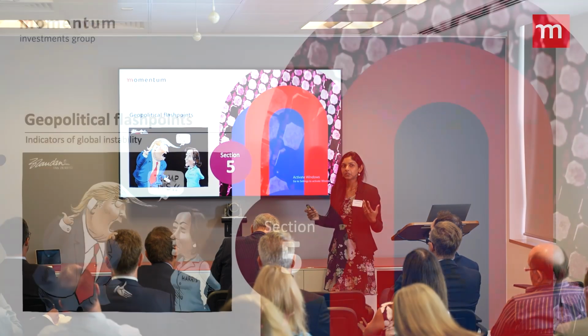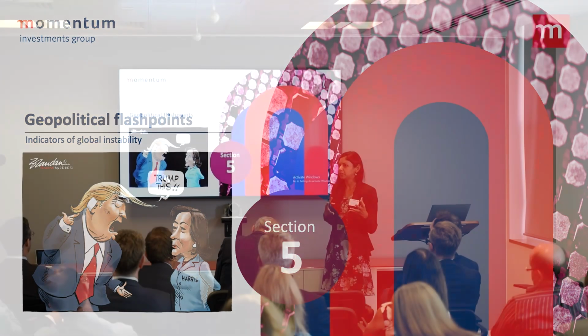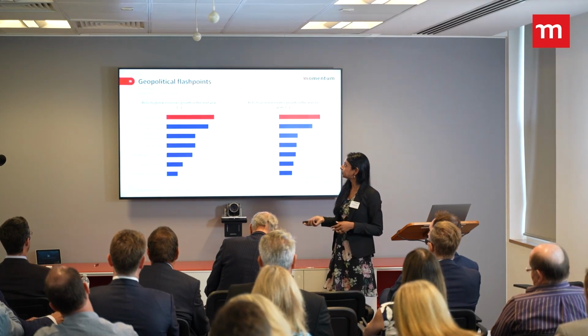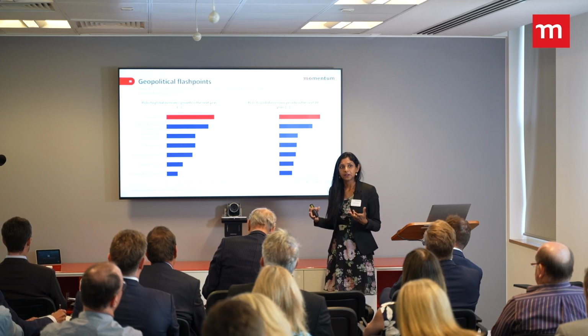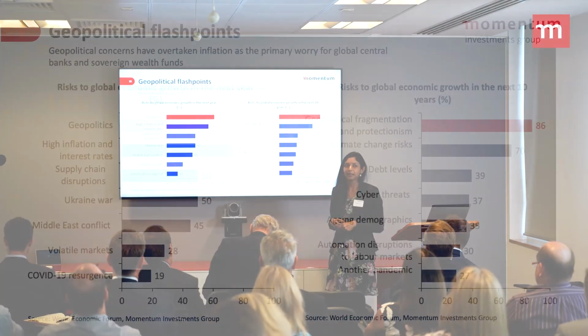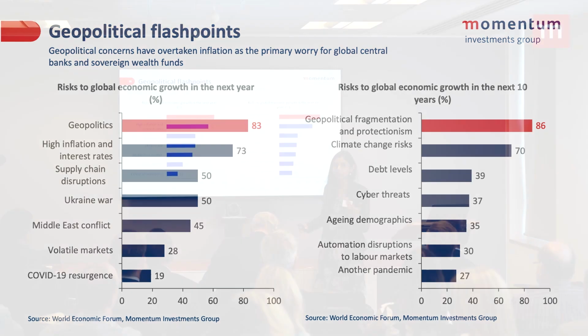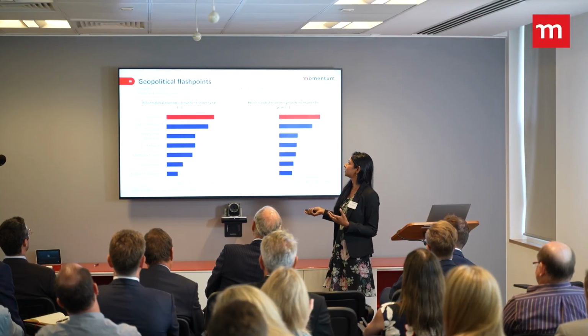Geopolitical flashpoints continue to underlie these geopolitical lines that are continuously being redrawn in the global economy. Interestingly, when the World Economic Forum surveys the sovereign wealth funds and central banks, they say that the number one risk in the next year is geopolitical risks. Even if you change that time horizon to 10 years on the right-hand side, and you can see what they're worried about is a little bit different, the number one risk is still geopolitical risk factors.